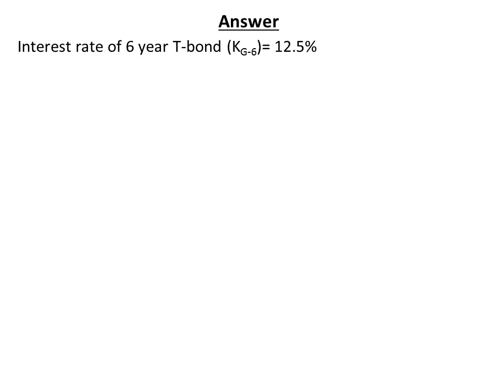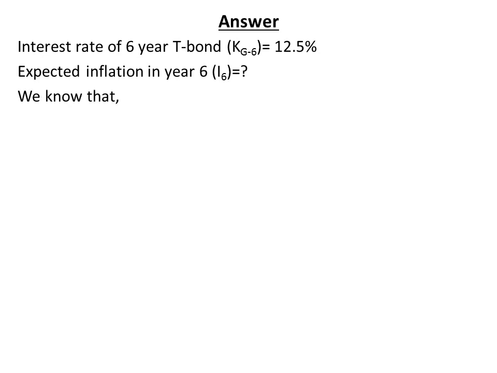Now part C, the interest rate of a 6-year treasury bond KG6 equal to 12.5% is given in the part C information. Expected inflation in year 6, that is I6, equal to what? Now for the formula of KG6, you can put the interest rate of KG6, meaning the interest rate of a 6-year government security, not the corporate security. So you have to put the value of KG6 in the formula.